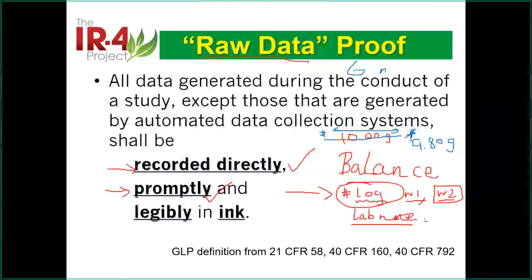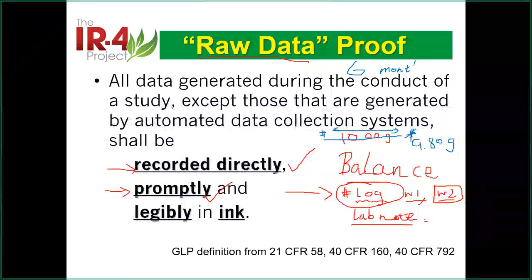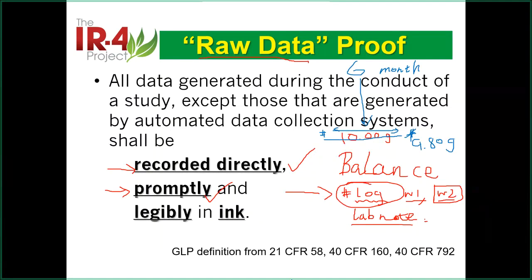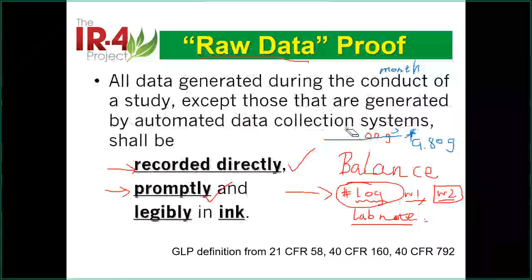So what do you think? You are the audience. You are the inspectors. If the difference is 6 months, do you trust this work? Based on the definition, that's not raw data. Something is wrong because it's not prompt. You cannot do that. It depends on your work.